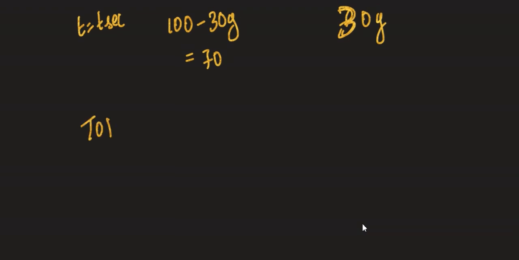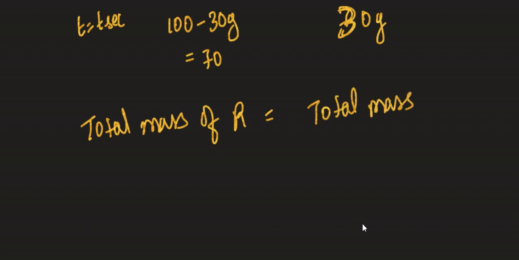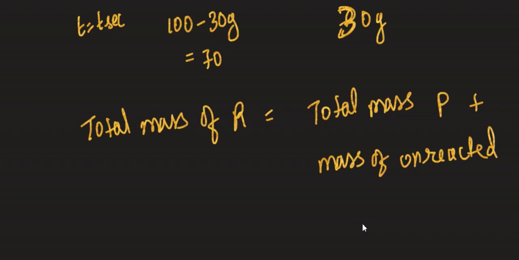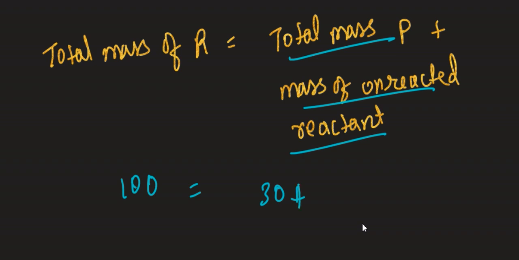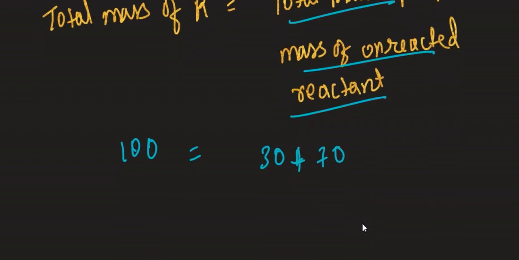So then the formula can be given as total mass of reactant is equal to total mass of product plus mass of unreacted reactant. That means what did we initially take, Nana? 100. Total mass of product, how much did you get? 30. How much is not involved in the reaction? 70 grams has not been involved in the reaction. Can I say 100 is equal to 100? That means LHS is equal to RHS.